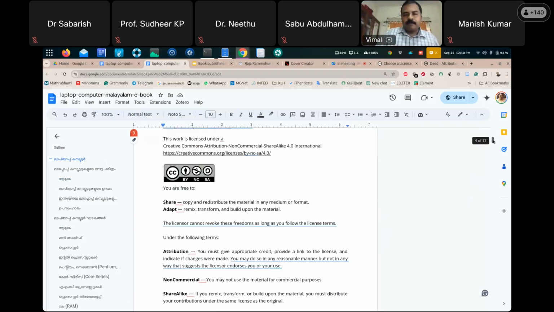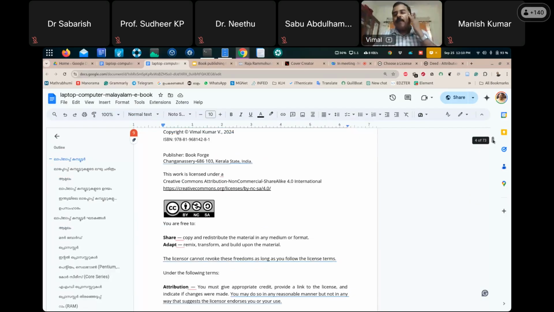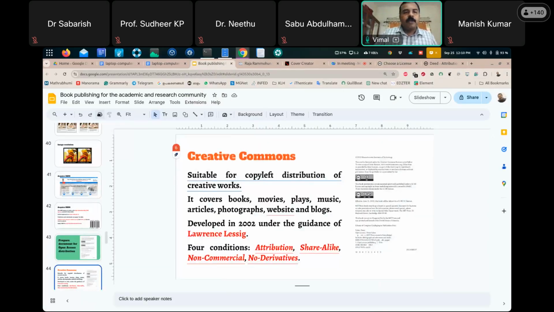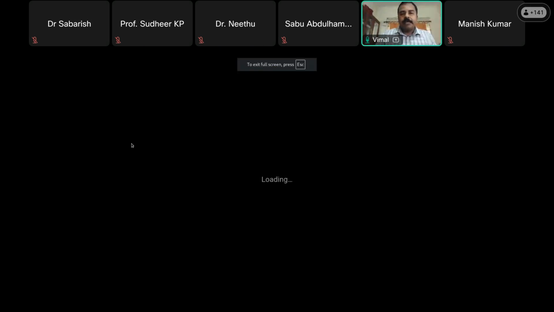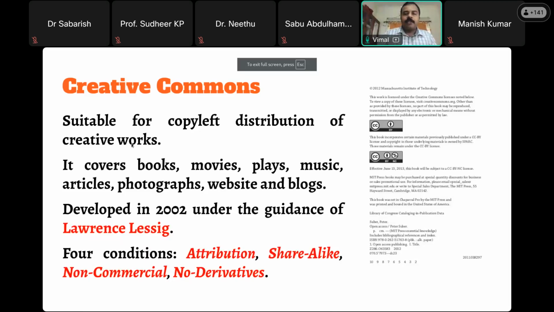Okay. This way we can create an open license and attach it with the book. See, an open license is good for distributing the book in open access mode. Others can share it without any hesitation, so the usage will increase. You will get so many citations.